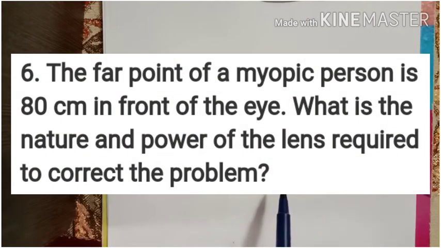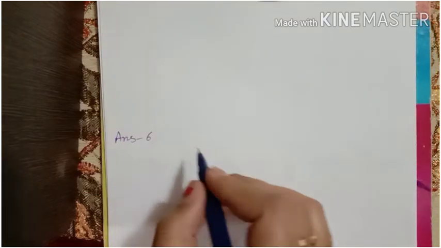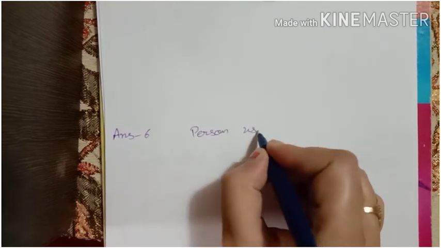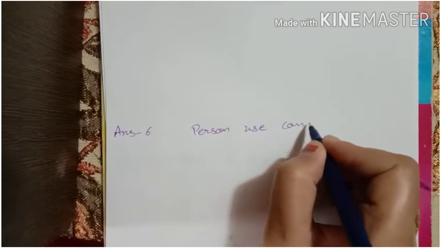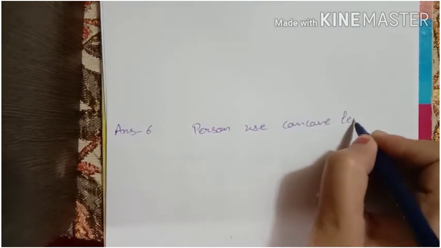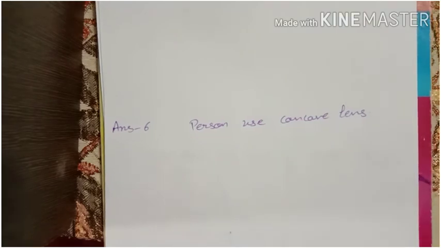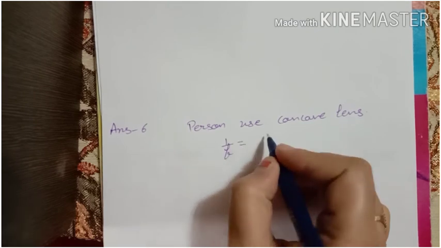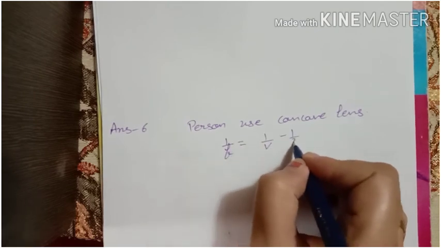The far point of a myopic person is 80 centimeter in front of the eye. What is the nature and the power of a lens required to correct the problem? So first of all, you can write for the myopic person, we should use the diverging concave lens. So here person uses concave lens. Okay, and then focal length we will find out by the lens formula 1 upon f equal to 1 upon v minus 1 upon u.